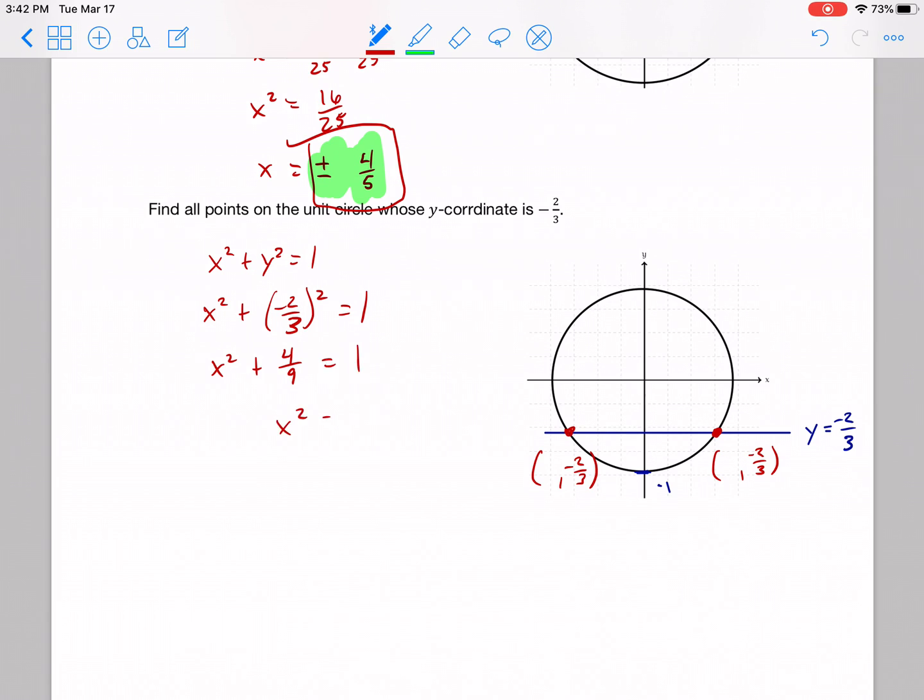And so x squared equals 1 minus 4/9, which is 9/9 minus 4/9. So this is 5/9. And x is going to equal plus or minus the square root of 5/9. I can't really do the square root of 5 very well, so I'll leave it as square root of 5, but the square root of 9 is 3. So square root of 5 over 3, plus or minus it. This is on the negative side, so negative square root of 5 over 3 and square root of 5 over 3.